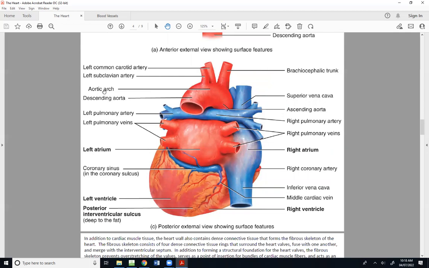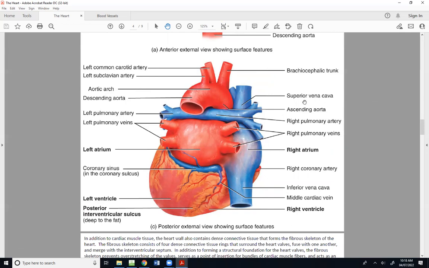So here's what you need to know. Just aorta here for both of these is fine. Okay. The left pulmonary artery, left pulmonary veins, left atrium, coronary sinus. But also make sure you know that's where the coronary sulcus is, just covered up by the sinus. So make sure you highlight all of that. Left ventricle and then the posterior interventricular sulcus.